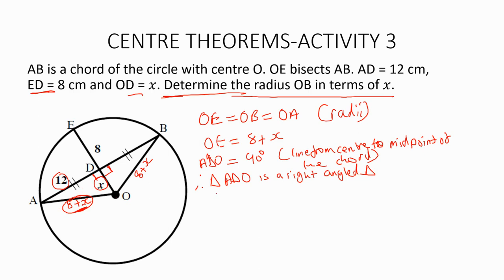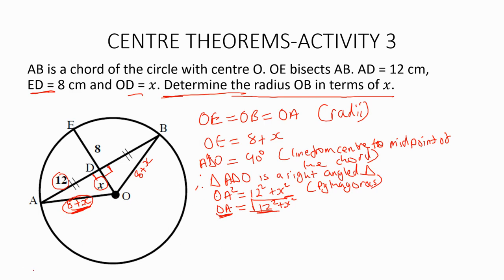So OA squared is equal to, let me put the values in, 12 squared plus x squared. Why? Because of Pythagoras. Okay, right. Now, what is OA? OA is equal to the square root of 12 squared plus x squared. Now, what did we say about OA? We said OA is equal to 8 plus x. So we can equate this to 8 plus x.